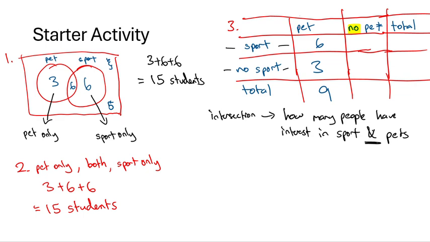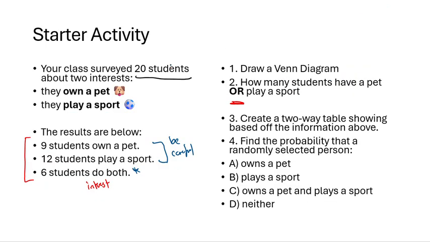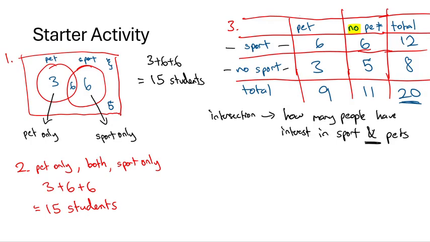Right. Just like that. How many people like sport, but they don't like pets? In your Venn diagram, that's 6. So that should add up to 12. And then how many people don't like pets and they don't like sport? That's 5. And then you just keep adding up your numbers, and it should add up to 20. Now, the reason why it should add up to 20 is because we investigated 20 students, okay? Just like that.